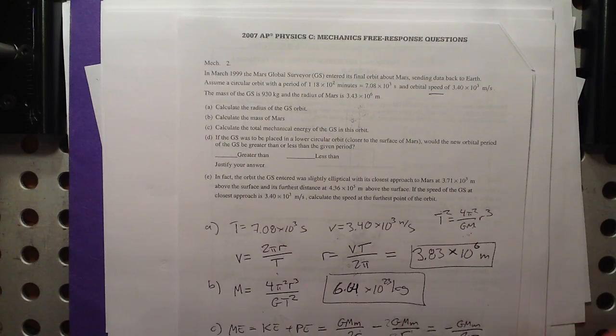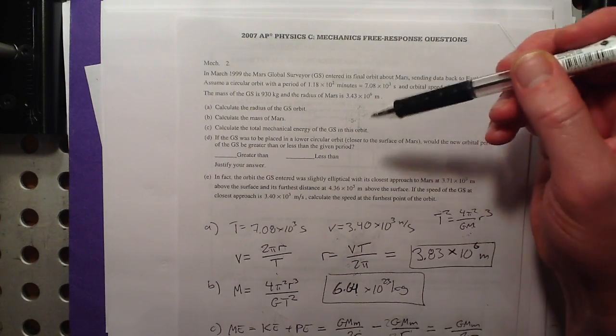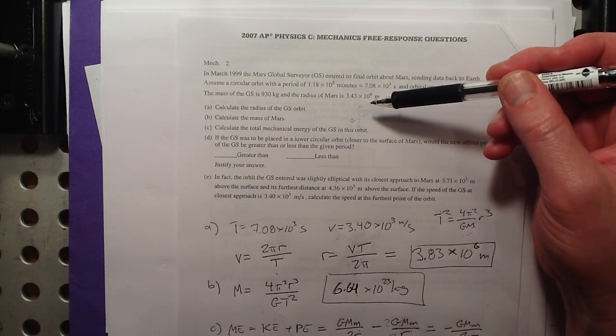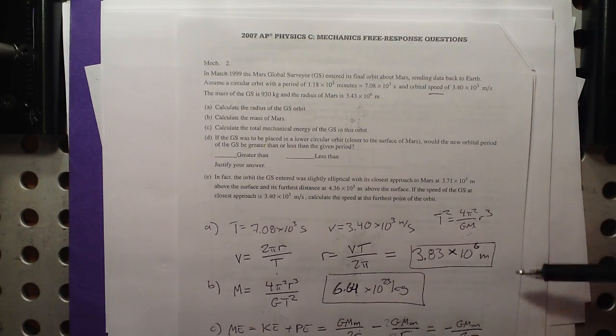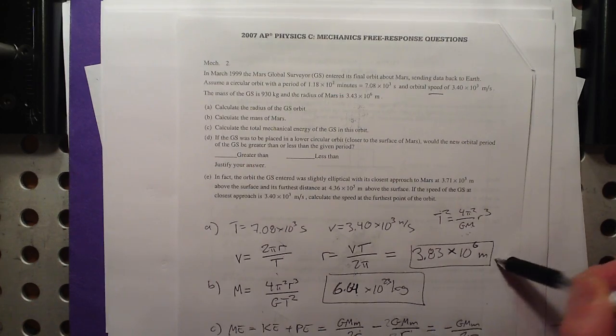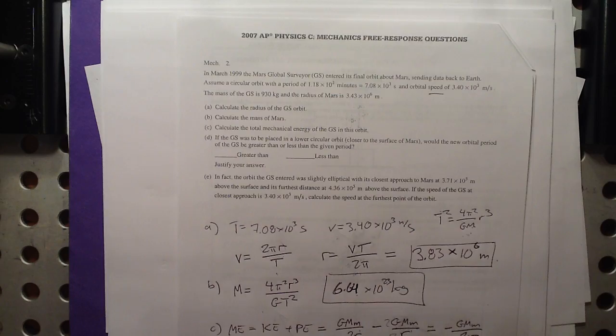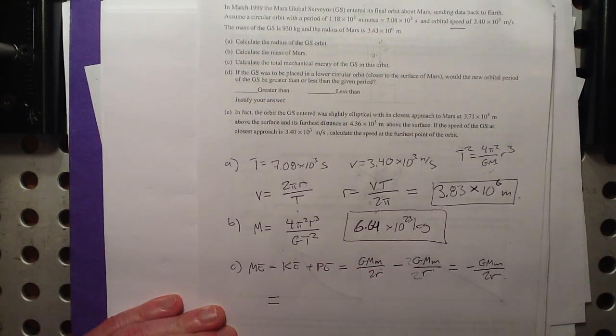We have G times the mass of Mars times the mass there over 2 times the orbital radius. Well, you'll have to check your work there and see if you can get the right answer. Their correct answer is negative 5.38 times 10 to the 9th joules.